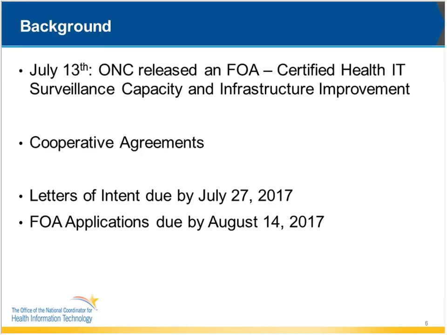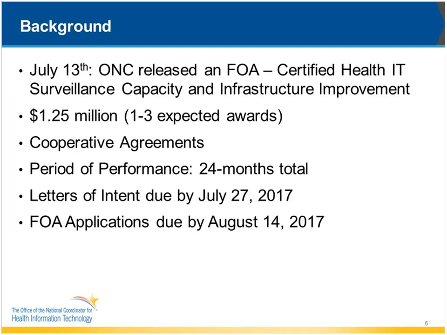Sorry about that. Thank you, everyone, for joining. We're going to go over some background on this funding opportunity. It was posted July 13th. ONC released an FOA for the Certified Health IT Surveillance Capacity and Infrastructure Improvement Program. It's worth $1.25 million, and we expect to make 1 to 3 awards out of this FOA. So that would be 1 to 3 cooperative agreements associated with that amount. The period of performance for this FOA is 24 months in total. Letters of intent are due by July 27th, 2017, and FOA applications are due by August 14th, 2017.